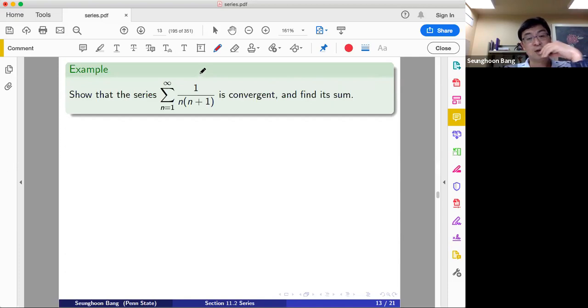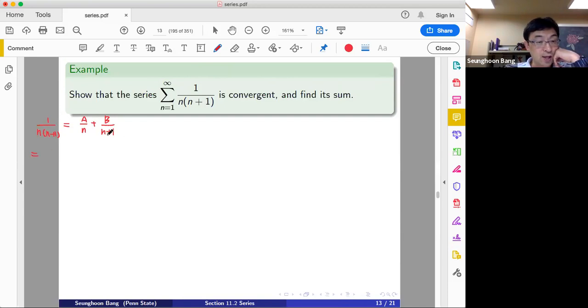In this case, you have to borrow the idea from partial fractions, section 7.4. What does it mean? You have to split this one first. Here, you can split 1 over n times n plus 1 into a over n plus b over n plus 1, like partial fractions.